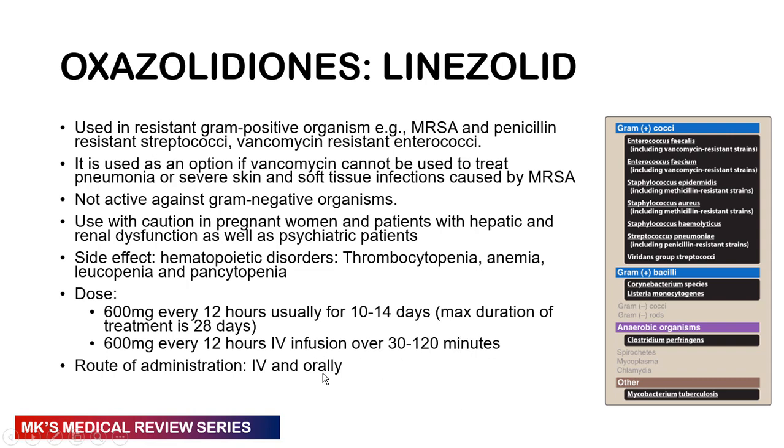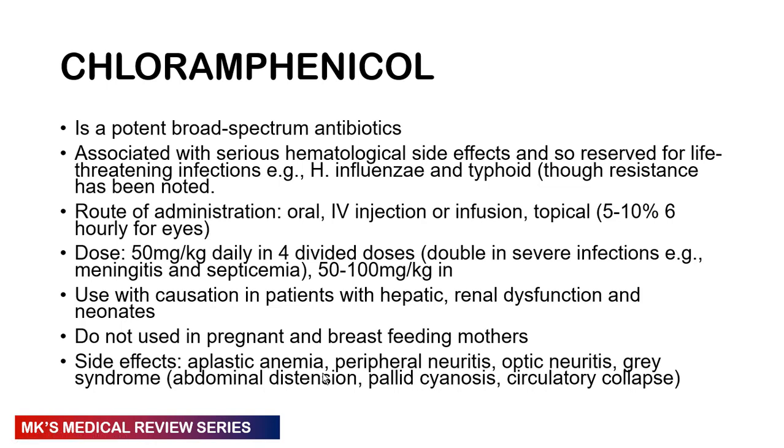Moving on to another group of drug, which is chloramphenicol. This is a potent broad-spectrum antibiotic. It's going to be associated with serious hematological side effects. So it's reserved for these life-threatening infections that are due to Haemophilus influenzae and typhoid, though there is some resistance that has been noted with typhoid, and we'd rather use the fluoroquinolones to treat patients with typhoid fever. So the route of administration includes oral, IV injections. You can give infusion. You can also have a topical preparation, 5 to 10%, 6-hourly eye drops.